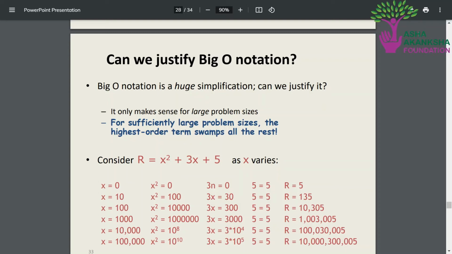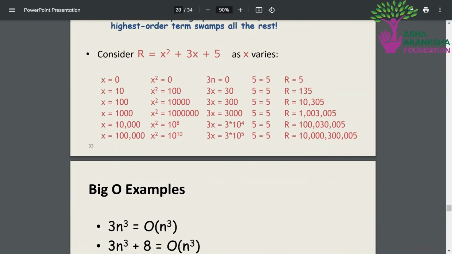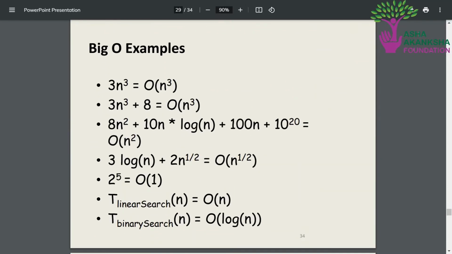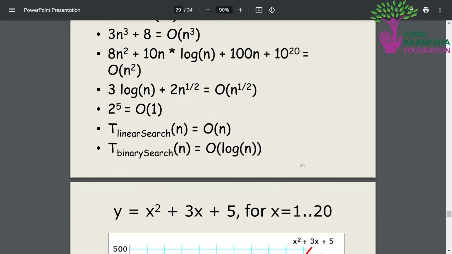So over here you can see that Big O notation does justify, or usually simplifies, the time complexity or time efficiency of algorithms, and it gives the idea of how efficient an algorithm is in time. Some examples of Big O are like these. The Big O notation of 3n cube is n cube, and you can also solve this if you want by pausing this video.